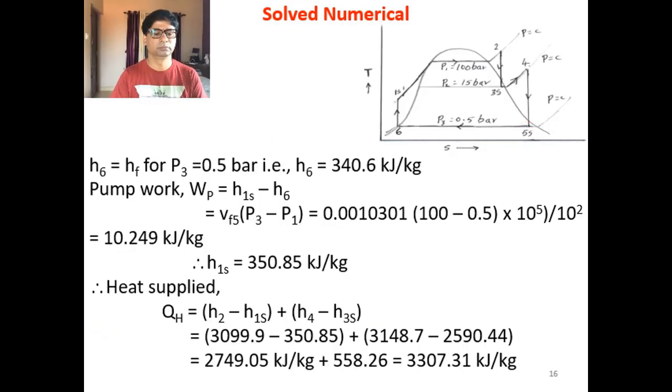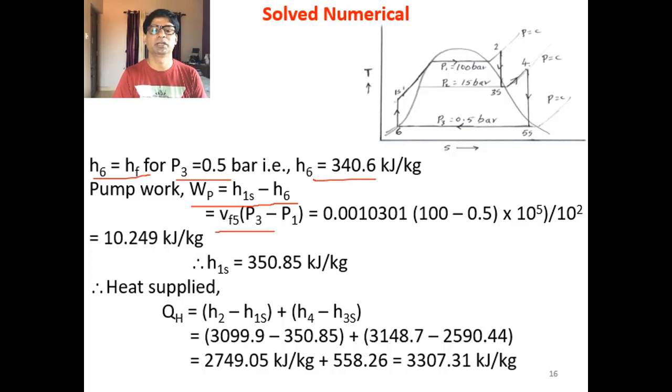Okay. Now continuing the solution, so you want H6. So H6 is nothing but HF at 0.5 bar, right? So it is 340.6 kilojoules per kg, at 0.5 bar. Okay, it's 340.6 kilojoules per kg, and pump work is nothing but H1s minus H6, which is also nothing but VF5, or it's 6, same thing. Okay, VF6 is 5 because it's 0.5 bar into P3 minus P1. So here P3 is the 100 bar and P1 is 0.5 bar.